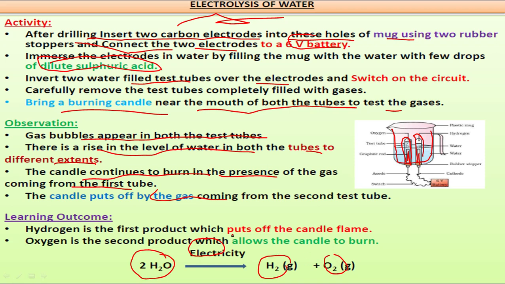Hydrogen gas is the first product which puts off the candle flame, and oxygen gas is the second product which allows the candle to burn. So this is the whole process of decomposition by the electrolysis method, that is, by passing electricity.